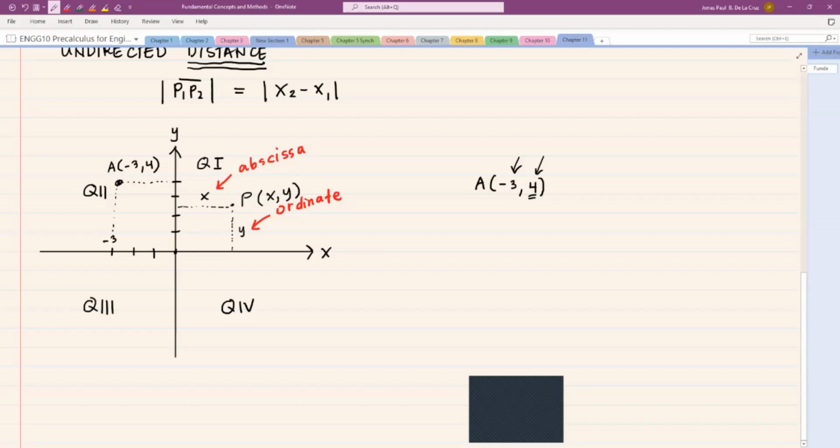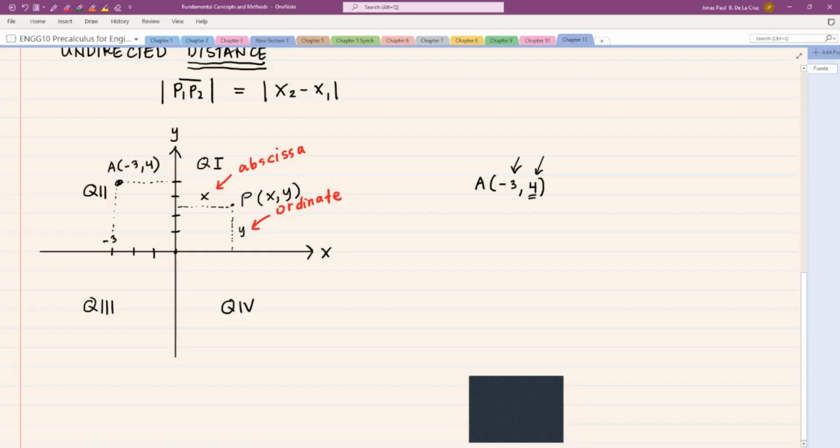So basically, we can plot for all real numbers X and Y, we can plot it on the Cartesian coordinate system. Kagaya kanina sa number line, whatever real number pwede nating i-plot doon sa number line. The same is true dito sa Cartesian coordinate system natin. We can plot any point as long as yung kanyang abscissa and ordinate are real numbers dito sa Cartesian coordinate system natin.